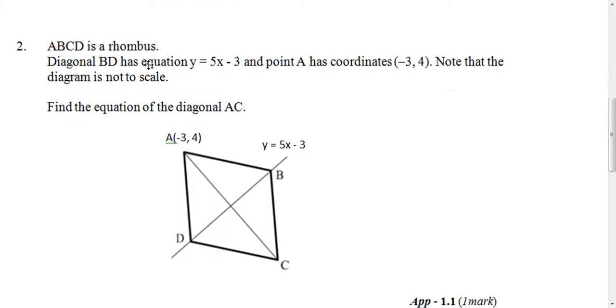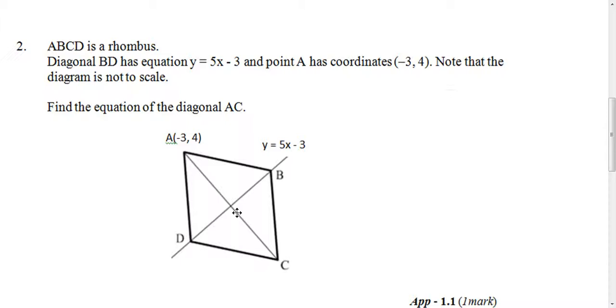ABCD is a rhombus. Diagonal BD, this one here, has equation y equals 5x take away 3. And point A has coordinates negative 3, 4. It says find the equation of the diagonal AC. Now in this question you need to understand that the diagonals of the rhombus cross each other at 90 degrees, i.e. they're perpendicular to each other.